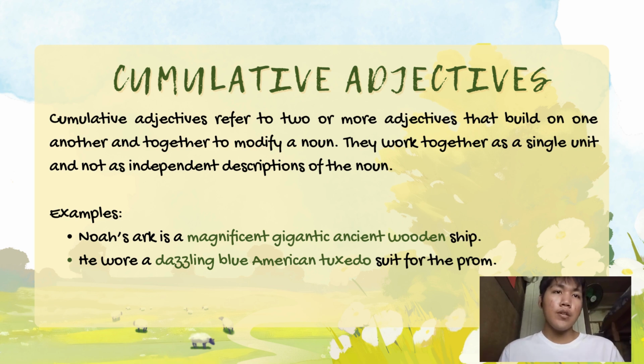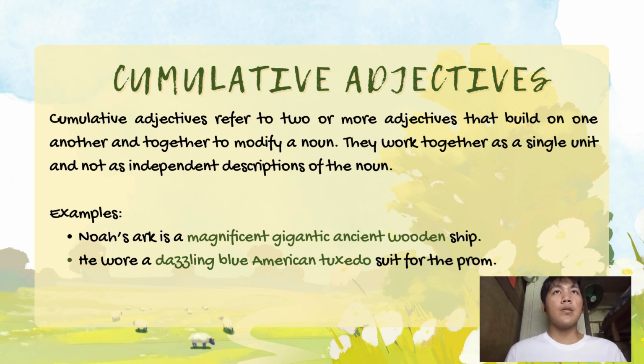So now let's move on to cumulative adjectives. So by definition, cumulative adjectives refer to two or more adjectives that build and empower on one another and together to modify a noun. So cumulative adjectives work together as a single unit and not as independent descriptions of the noun. Hence, they are not separated by commas and cannot be rearranged or modified without sounding awkward or incorrect.